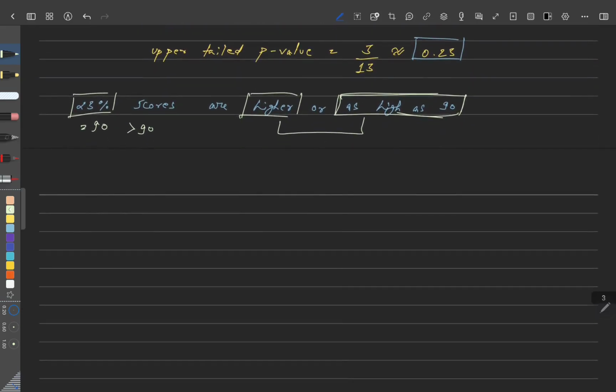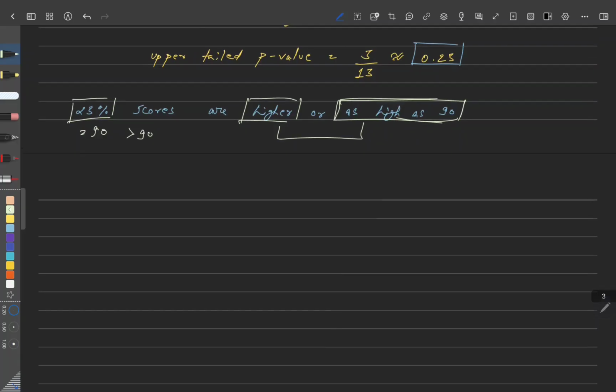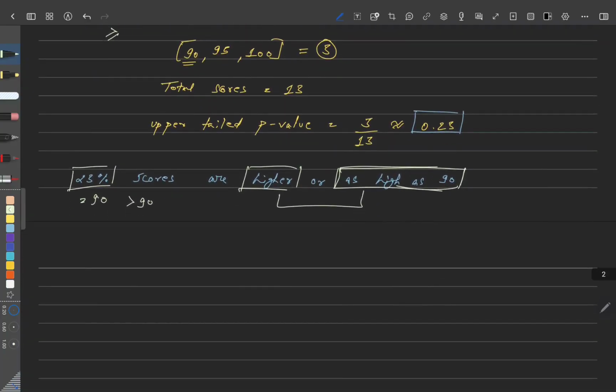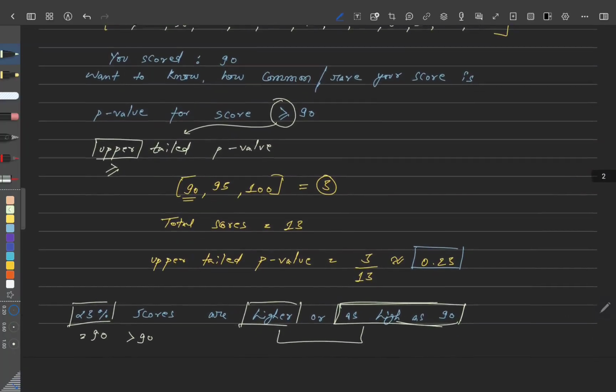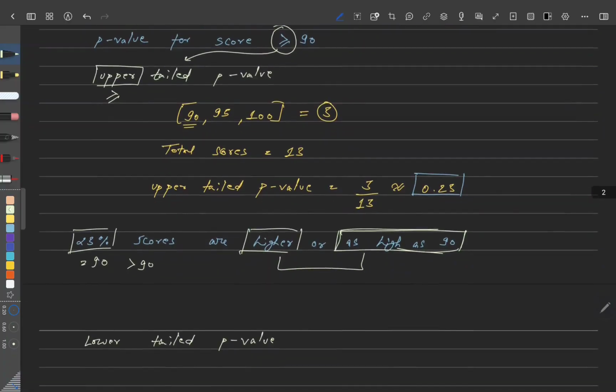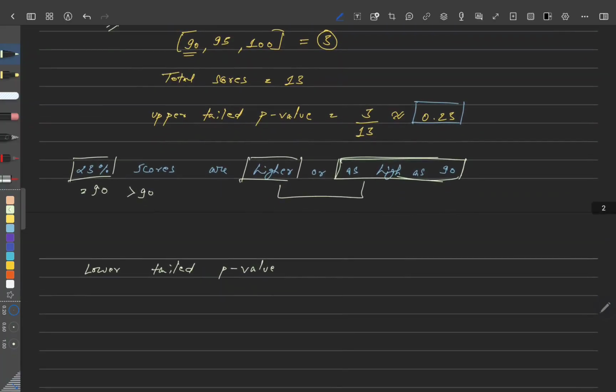Now let us understand the concept of lower tailed p-value. So we understood upper tailed. Now let us understand lower tailed p-value. This is nothing but the p-value of score less than or equal to 90.